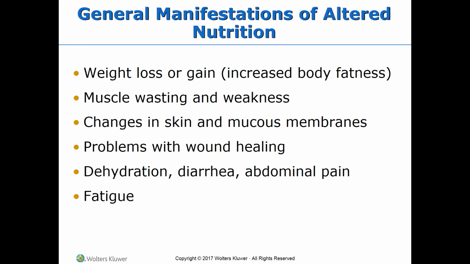So the general manifestations of altered nutrition will be weight loss or gain if the person has poor absorption or overabsorption of the nutrients, muscle wasting and weakness, changes in the skin and the mucous membranes, problems with wound healing in the case of the lack of absorption of proteins, dehydration, diarrhea, abdominal pain, and fatigue.